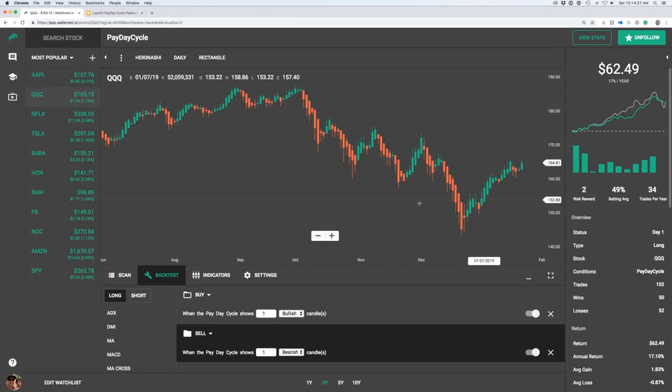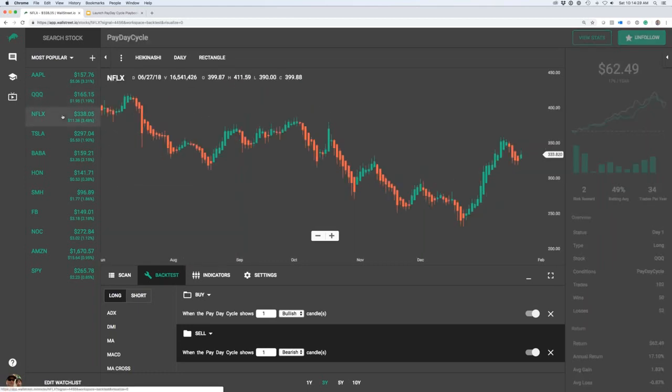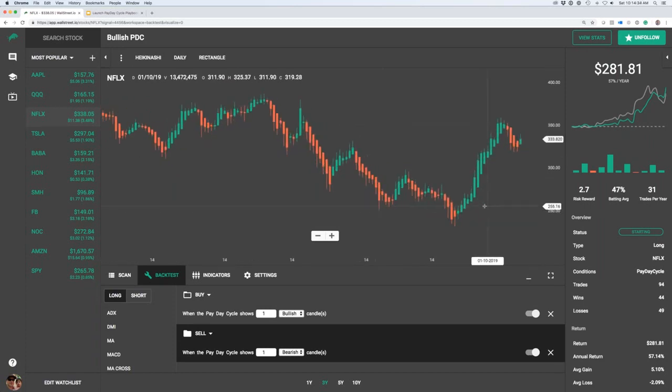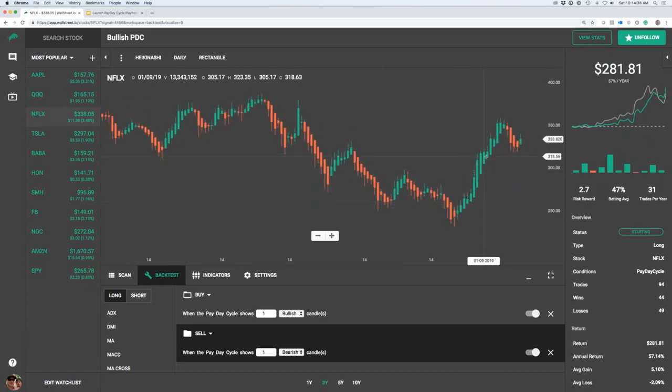Let's take a look at another one. One of my favorite ones to trade recently is Netflix. Netflix has phenomenal payday cycles, right? So you can see sometimes they last even more than that 7-day normal phase. Some of them can last 10 or 12 days.